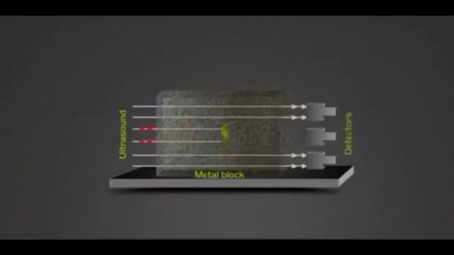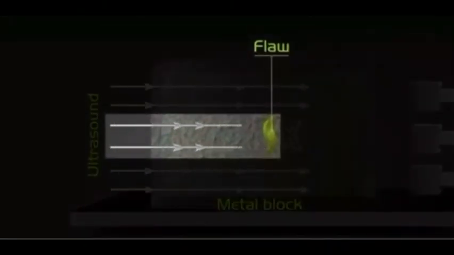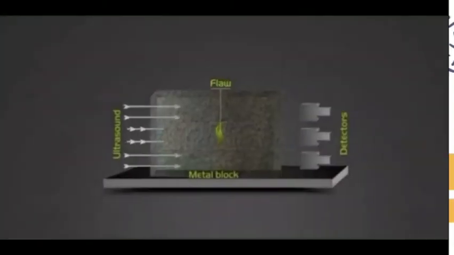Ultrasound is used to detect cracks in metal blocks after sonic waves are allowed to pass through the metal block. The detectors here are used to detect the flaws, which get reflected from the flaw portion.